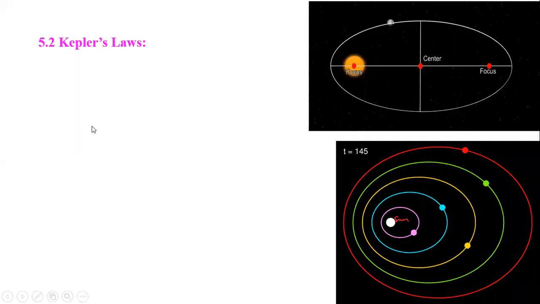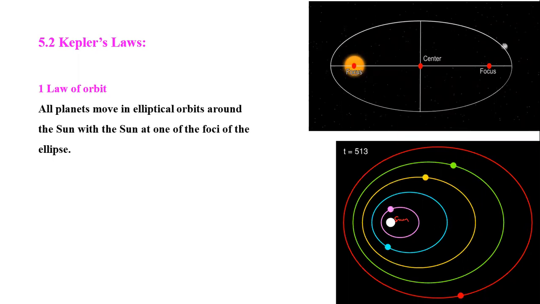Kepler's law. Now we start Kepler's first law, and this law is also called as law of orbit because it is related to the orbit. And the law states that all planets move in elliptical orbit around the sun, with the sun at one of foci of ellipse. This is Kepler's first law, and it gives an idea about the orbit of the planet, so it is also called as law of orbit.